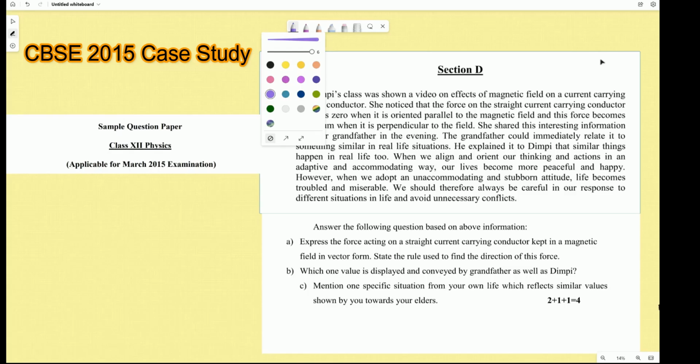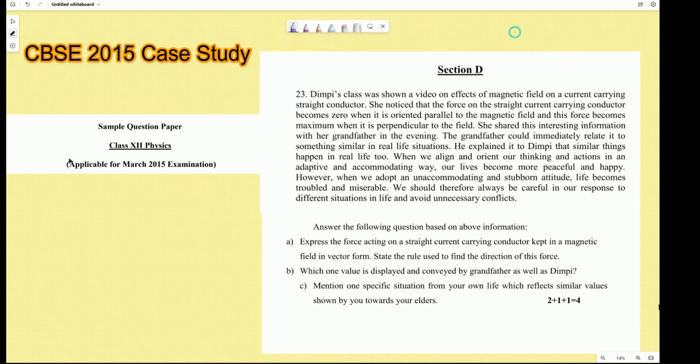Morning and welcome to this video from 2015 physics sample paper. You can see the video is from class 12 physics. I have picked this from CBSE website, and as usual I'm doing case study.